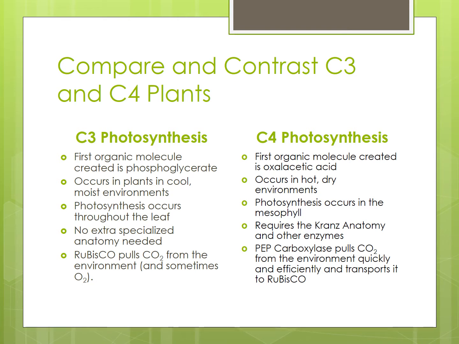So C3 plants, the first organic molecule is a 3-carbon. C4, it's a 4-carbon. In C3 plants, it happens in cool, moist environments. C4, it's in hot environments. C3, the photosynthesis occurs throughout the whole leaf. C4, it occurs in the mesophyll. C3, you don't need anything aside from chloroplasts. C4, you need that Kranz anatomy and PEP carboxylase.